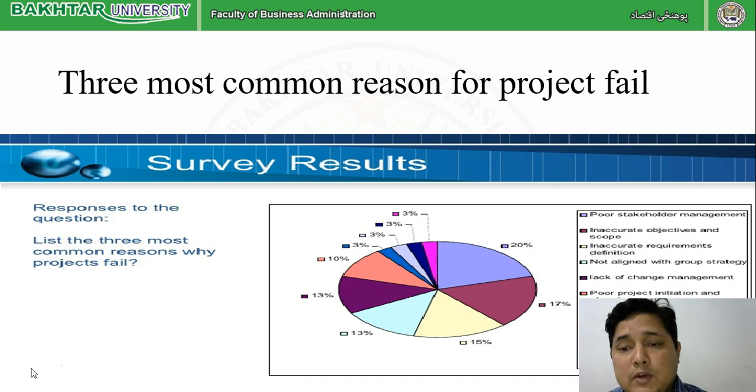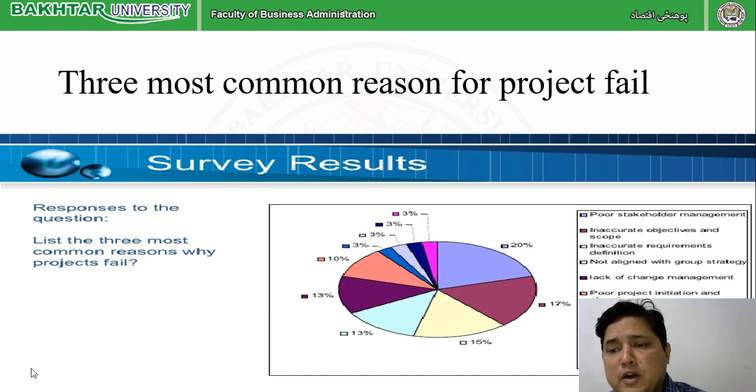The first reason, which is at 20%, is poor stakeholder management. It means when a project manager or project team is unable to manage the stakeholders, when he is not able to understand the client demand. It also includes when he is not able to fulfill the vision of the management, when he is not able to get the product on time from the supplier, or he is not able to maintain the relationship with the suppliers, the vendors or the bank. This type of poor stakeholder management is the first reason as per the survey, at 20%.